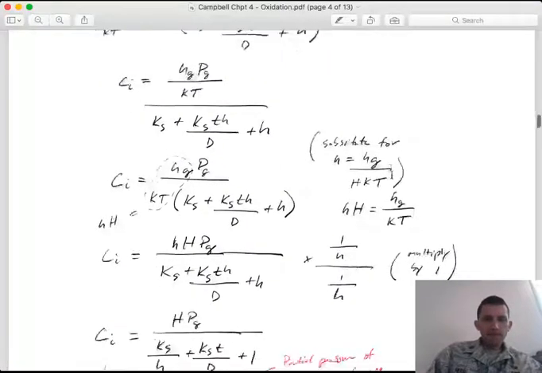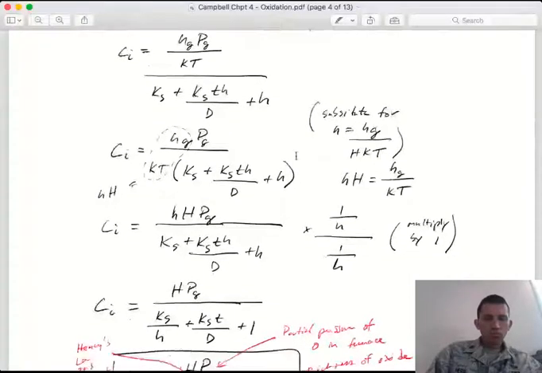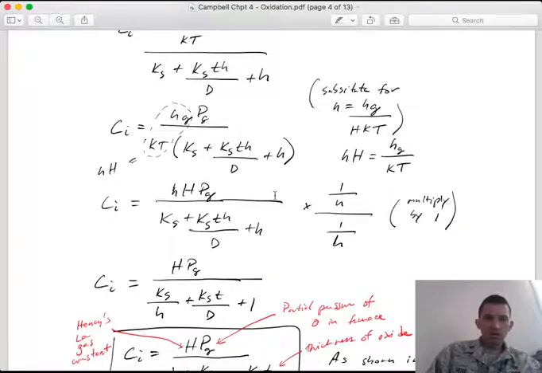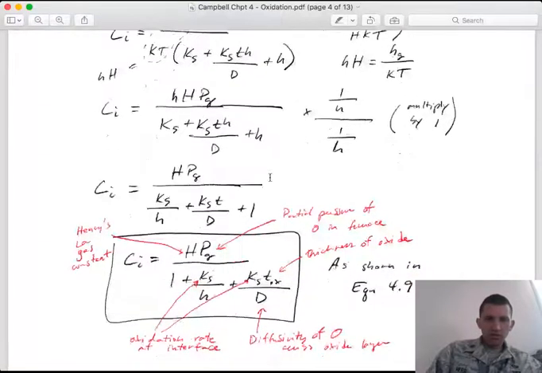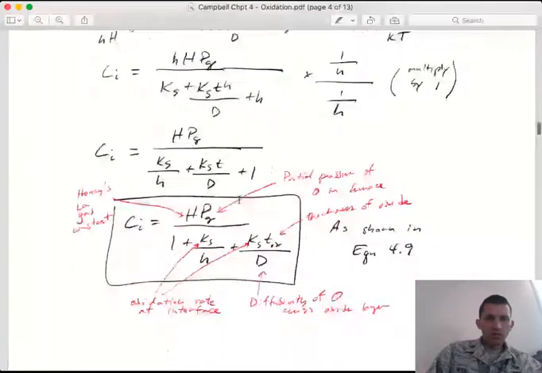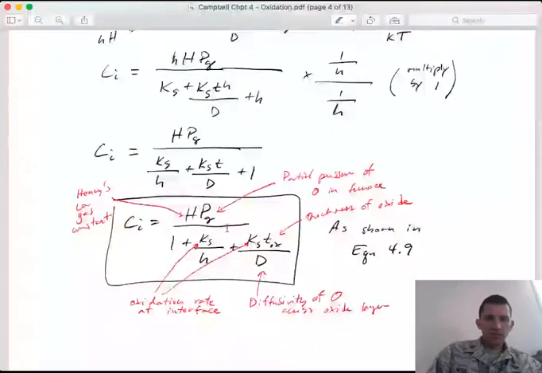I'm going to use this H substitution again to get rid of H sub G over KT, leave it with little h times big H here, and we'll multiply by 1 over little h divided by 1 over little h. This is just 1, so that's a fairly common trick. That cancels this little h, puts a little h in the denominator down here, turns this into a 1. Then we can rearrange a bit, just to form the same exact way that it's presented in Campbell.